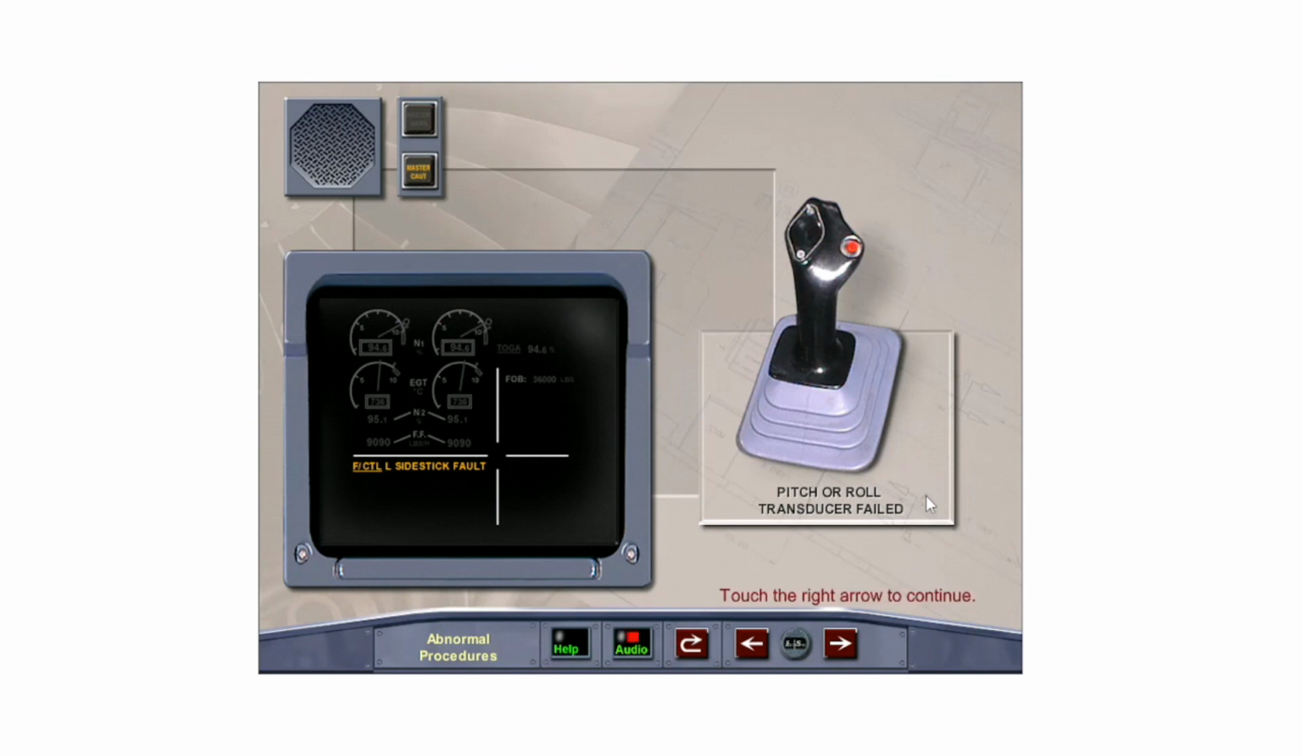A side stick fault is generated to warn the crew of a faulty side stick. It is triggered when a pitch or roll transducer has failed. Touch the right arrow to continue.